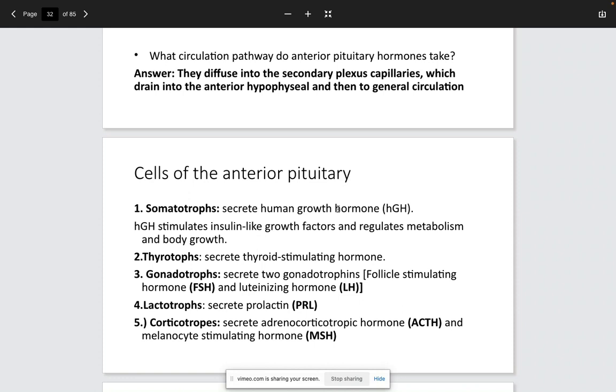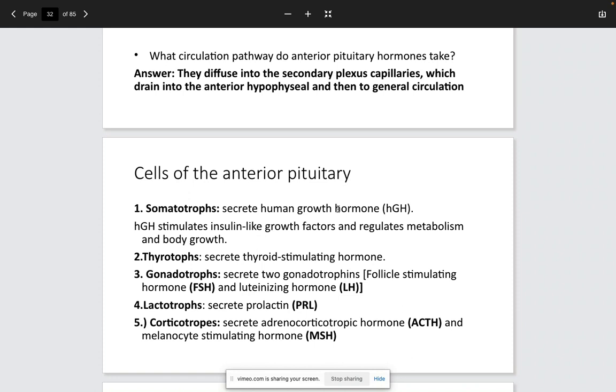Thyrotropes are going to cause the release of thyroid hormone. Thyroid hormone is going to be responsible for metabolism. Gonadotropes, if you think of gonads, you think about the ovaries and you think about the testes. This is going to cause something called follicle stimulating hormone. Follicles are going to be present within the ovary.